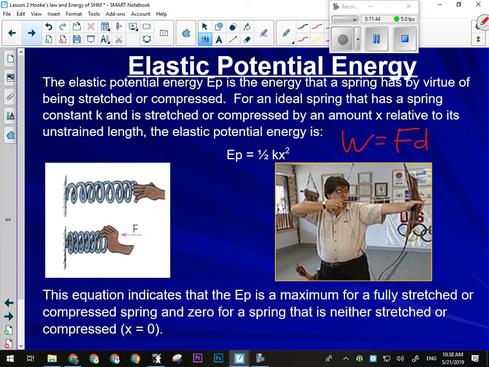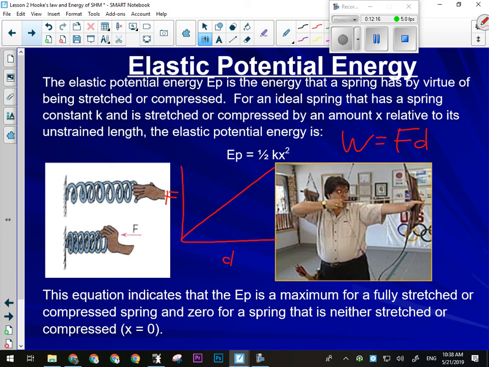So the more I push on it, the more work I do. That's related to what you did in Science 10 when you did your work lab with the spring scales and the rubber band. You had a force versus distance graph. Distance was the manipulated variable, and you were recording the forces required to pull it however many centimeters at a time. What you got was this relationship, which showed a linear increase, just like Hooke's law would predict.